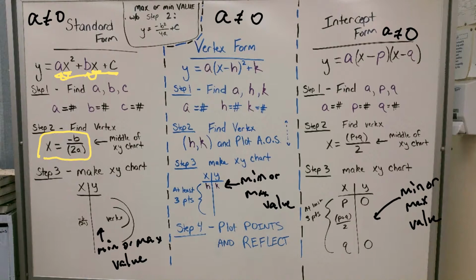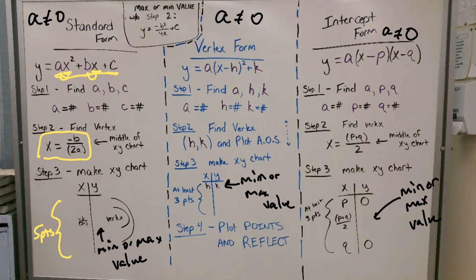If you want to use the 5-point XY chart, that's okay. You can use the 5-point XY chart. Most of the time I'm probably going to use the 3-point XY chart. This is a little bit faster. That's when you have to have the axis of symmetry, and we'll talk about that in vertex form.